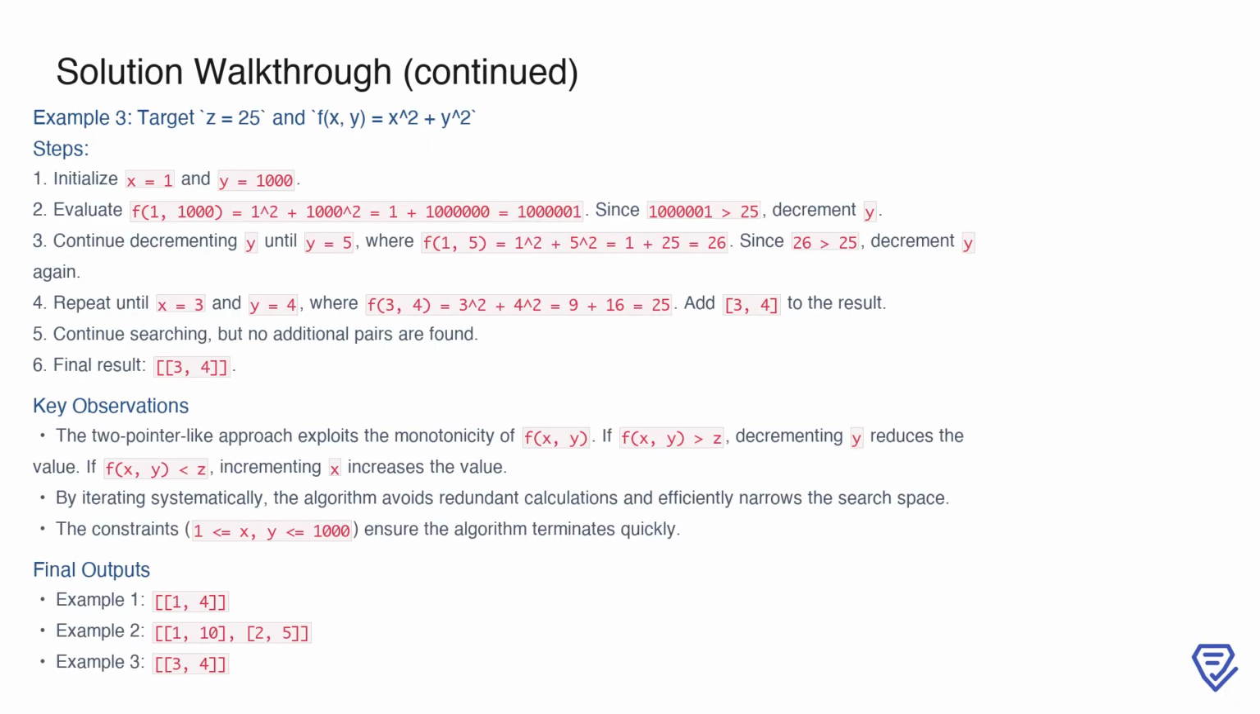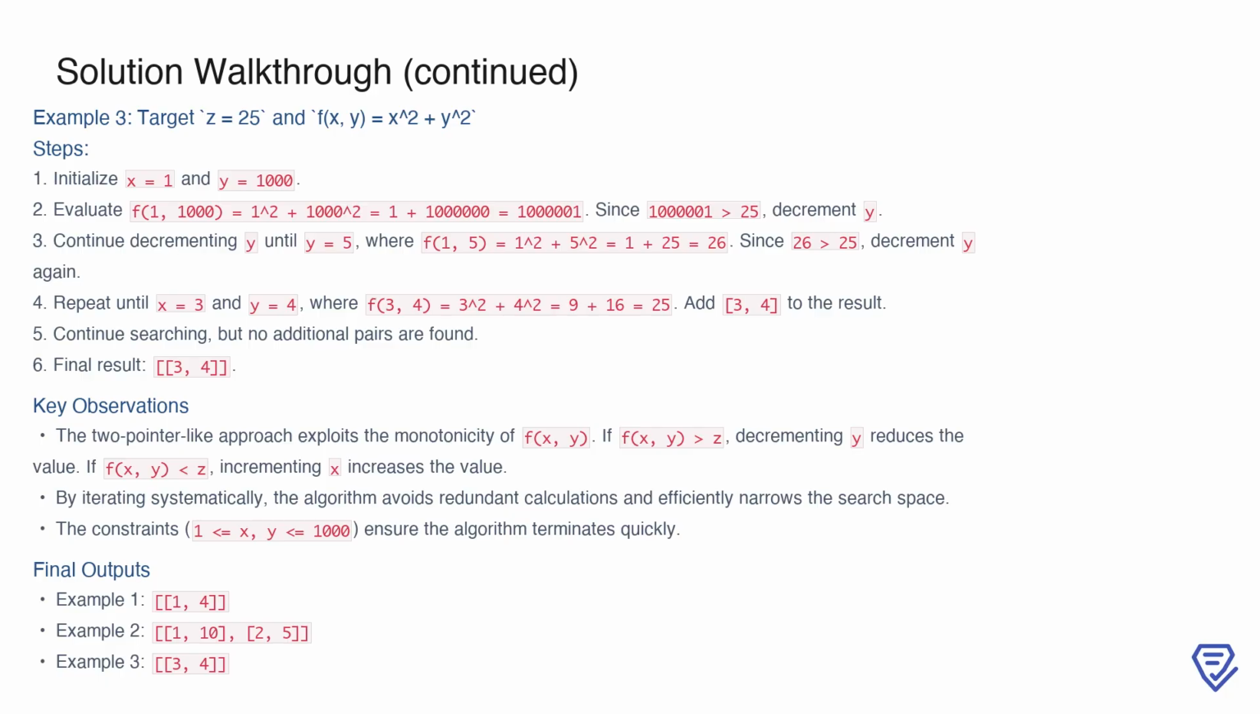Finally, let's consider an example where the target z is 25, and the function is defined as f(x, y) equals x squared plus y squared, the sum of the squares of x and y. Starting with x equals 1 and y equals 1000, we calculate f(1, 1000), which results in a very large value, much greater than our target. To narrow the search, we decrement y systematically.